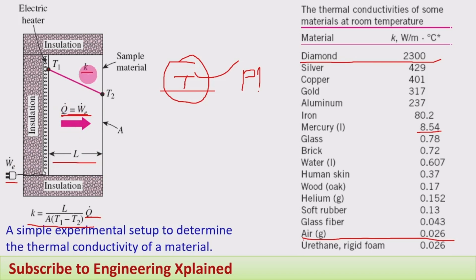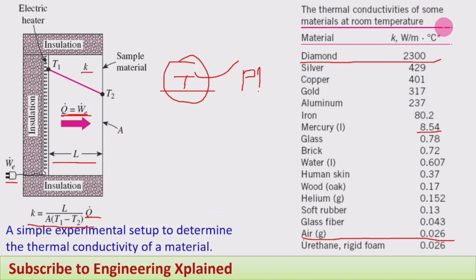By knowing all these parameters, thermal conductivity can be determined. L we know, area we know, both the temperatures we know, and the temperature difference we can take, and Q we can have. From that, the thermal conductivity of the material we can determine experimentally. For simple configurations, we can determine it experimentally. For complex configurations, we can determine it by using empirical correlations.